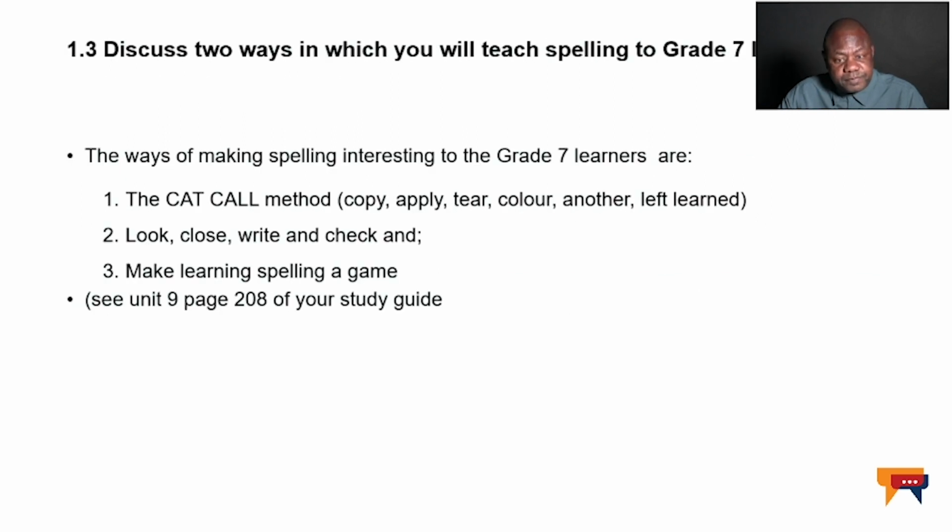Question 1.3. Discuss 2 ways in which you will teach spelling to grade 7 learners. The ways of making spelling interesting to the grade 7 learners are the Cat-Call method, that is copy, apply, tier color, another left hand, look, cover, write and check, to make learning spelling fun again. Please see Unit 9, page 28 of your study guide.